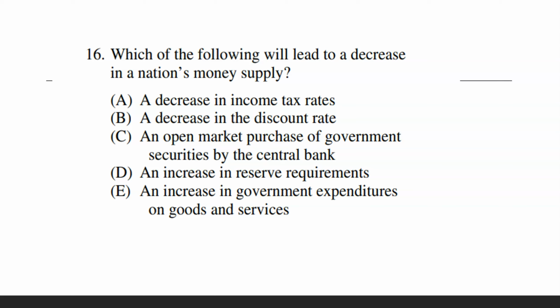They can increase or decrease the reserve requirements. They can increase or decrease the discount rate. They can buy or sell T-bills, or they can target a higher federal funds rate or a lower federal funds rate. And the one of these things on the answer here that will definitely cause the money supply to go down is D.